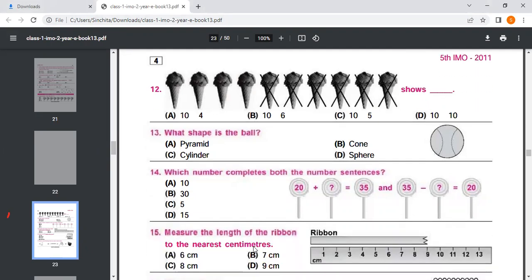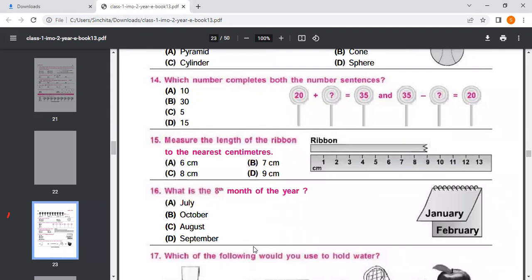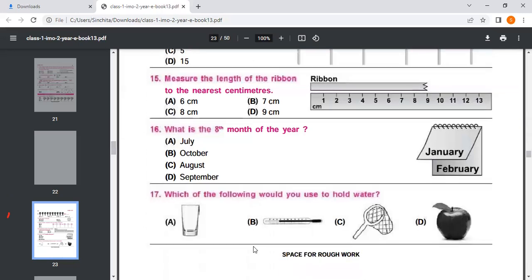Okay, ma'am. Which number completes both the number sentences? Number D, 15. Very good, excellent. Okay, now explain me the answer of number 14 better. Okay, ma'am. 20 plus 15 is equal to 35, and then 35 minus 15 is equal to 20. Excellent. Super. Now tell me number 15.